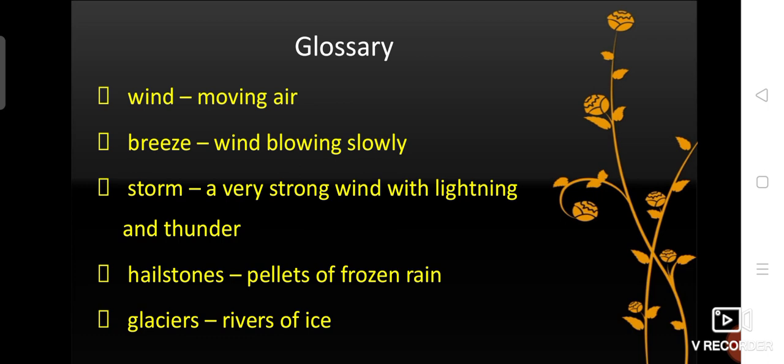Fifth one is glaciers, rivers of ice. Rivers of ice, that is called glaciers. You can see this in the polar regions. Because of very low temperature, the water will freeze. So those rivers are called as glaciers. Okay. So wind, breeze, storm, hailstone, glaciers.